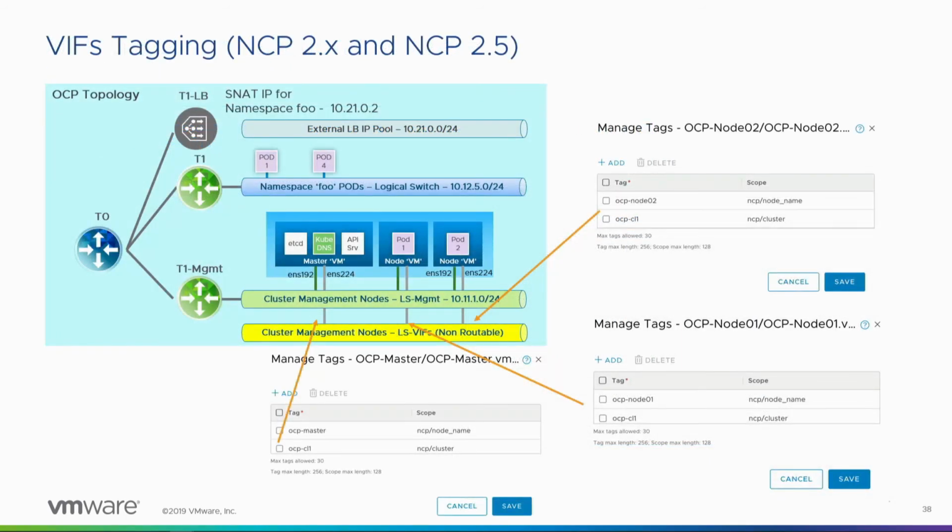Whether you are using 2.3, 2.4, or even 2.5, there is still a configuration step that you need to do. You need to do the tagging. You need to let NSX-T know which is the container interface. There are two tags that you need to apply, the node name as well as the cluster name, and you have to do it for each of the nodes. So if you have 7 nodes, you have to do this 7 times.